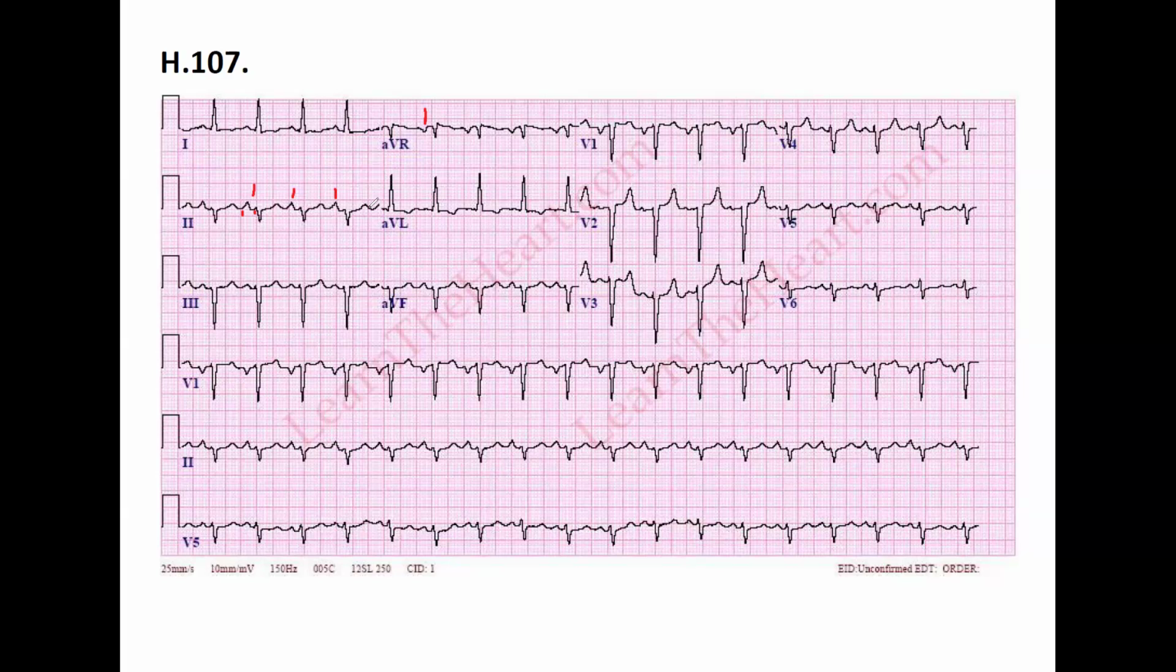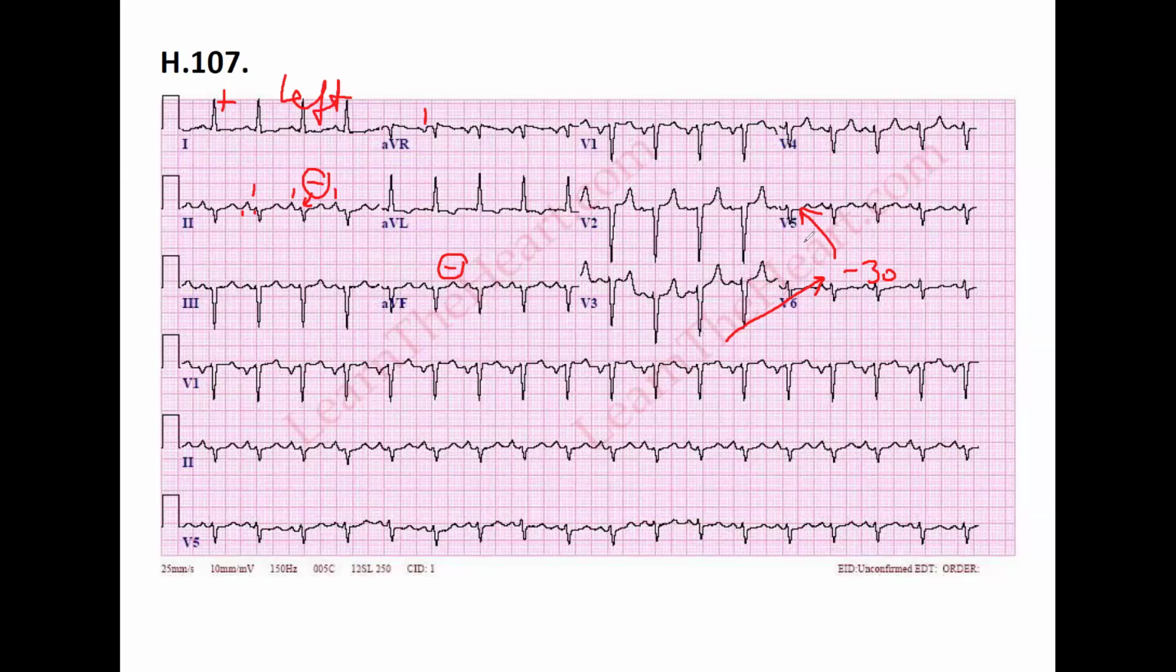Axis. In the first lead it's positive, and in AVF it's negative. Lead number 2 is negative. It means that this is left, positive, meaning you are on the left side. So this is an extreme left deviation.